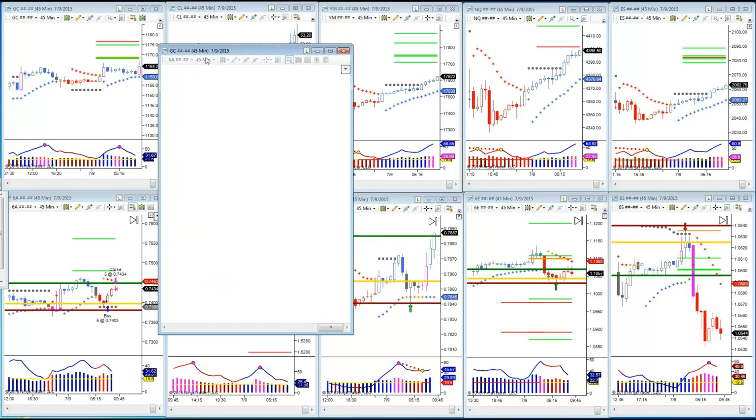If I go down to a 3-minute chart, so give me a minute here. Taking longer than I thought it would.